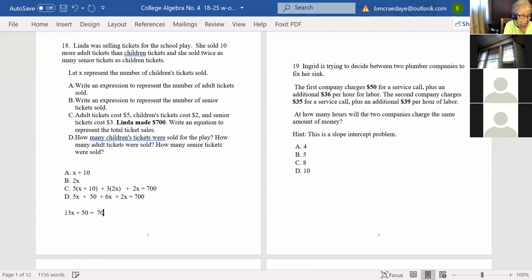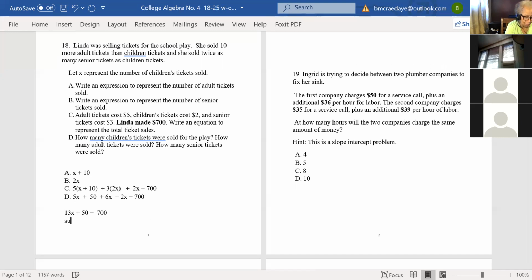So Audrey, what do we do next? Remember, we want to solve for x. So what do we do here? Next step. Subtract what? Yeah, you're right. Subtract 50 from both sides, right? 50, yes, from both sides.